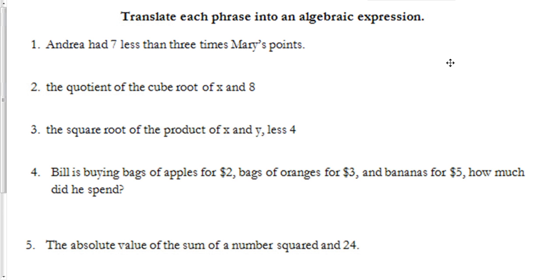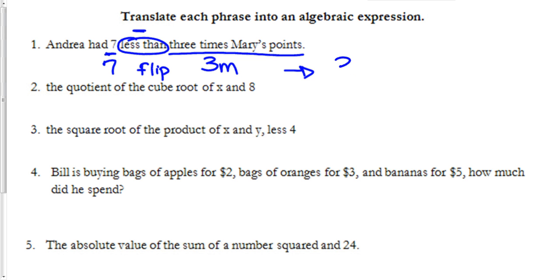Number 1, Andrea had 7 less than 3 times Mary's points. Less than is subtract. Remember that with less than, you have to flip the order of what you have. So 7 and then 3 times Mary's points. 3 times Mary's points, we're going to write as 3m. Less than means you have to flip. So when we write our expression, it would be 3m minus 7.